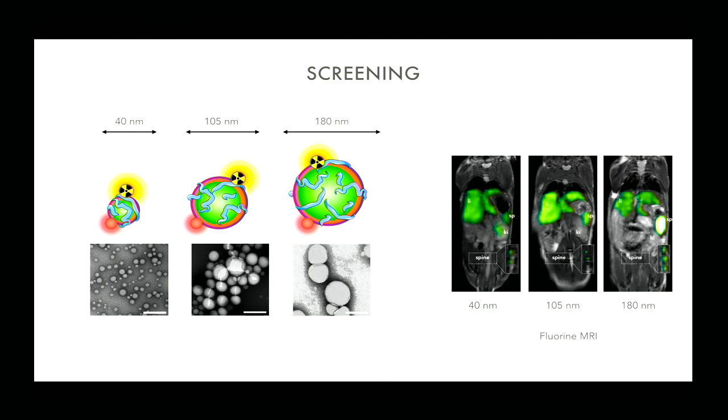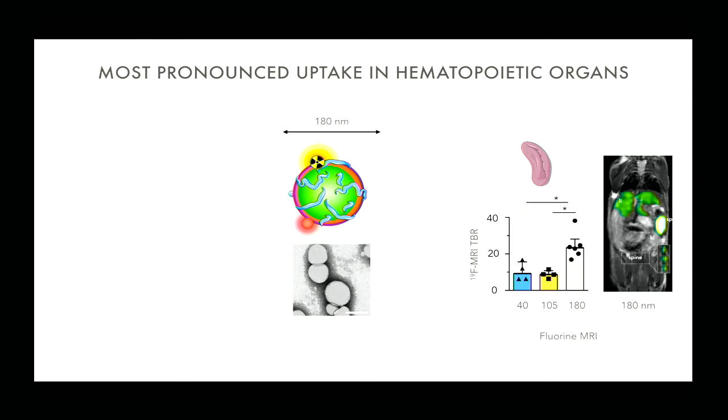We started the in vivo part of this project by screening 3 different sizes of these nanobiologic platforms. Here you see depicted a fluorine MRI overlaid on a proton MR image, 48 hours after injecting a mouse. We could clearly appreciate that there is the highest uptake in the hematopoietic organs, in the spleen and in the bone marrow, with the largest nanobiologic formulation. We also imaged them over several days, up to 28 days, and the signal stayed more or less stable.